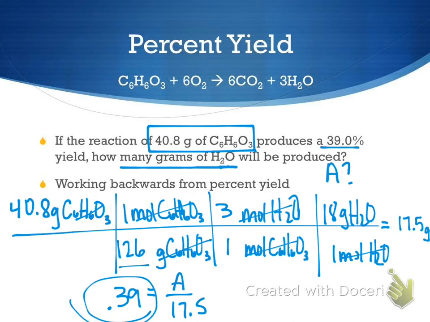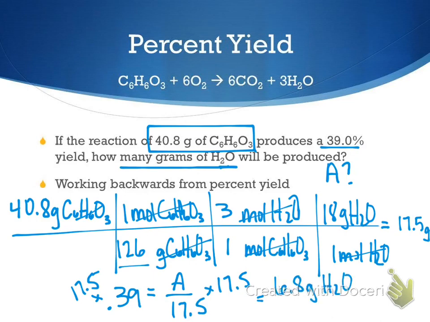Okay, so this is really important, putting that back into a decimal. To solve for this variable, what do I need to do algebraically? Multiply by 17.5 on both sides. Okay, and we should get a pretty low number, 5 something, 6 something. 6.8 grams of H2O. Okay. Any questions here?